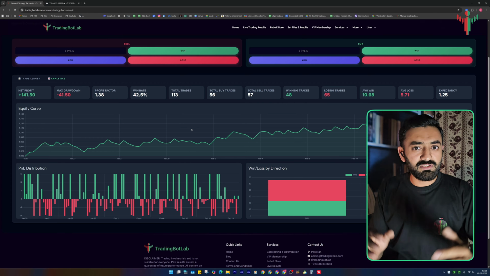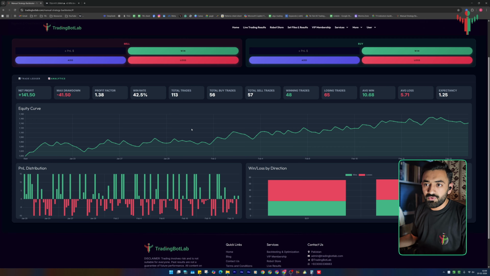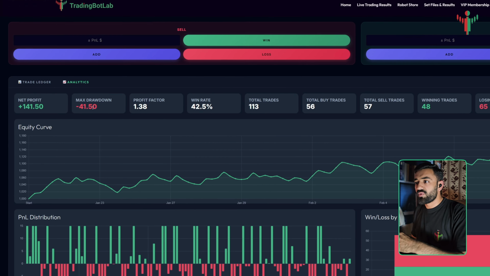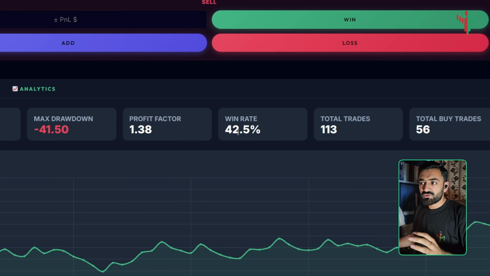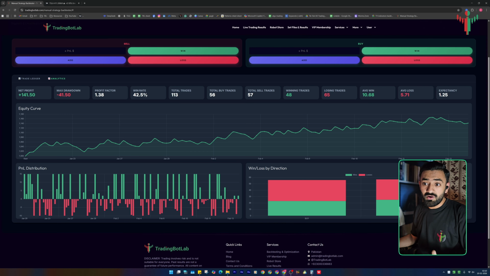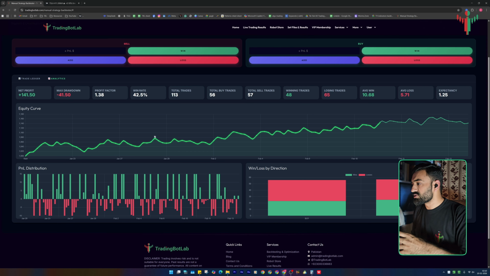The backtest process is completed, and here on the screen you can see total net profit and the max drawdown and all these other values. Here you can see the win rate is 42.5%, but still if you take a look at the equity curve, it is going upwards smoothly.